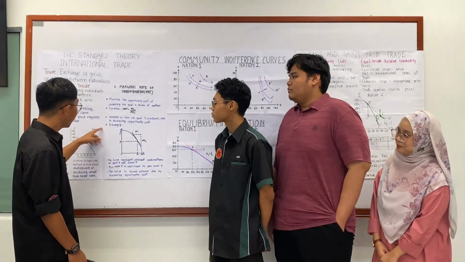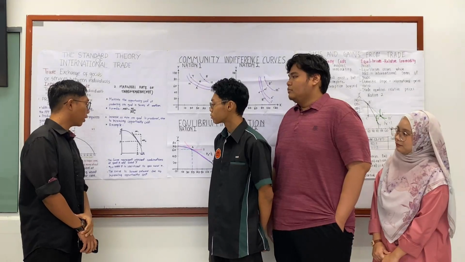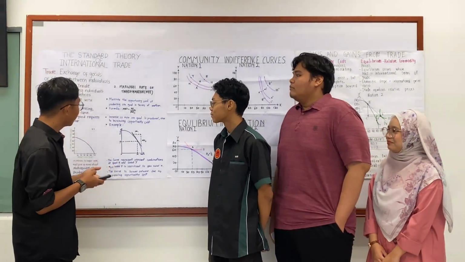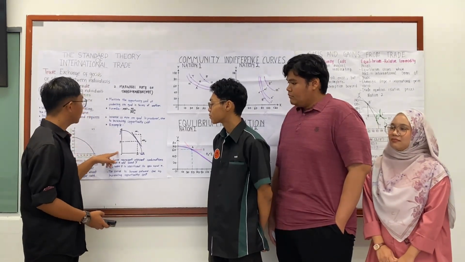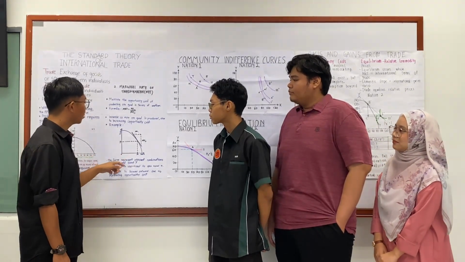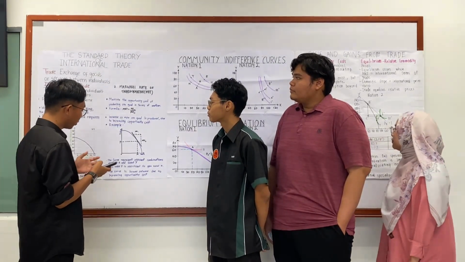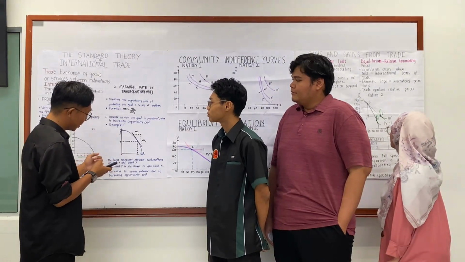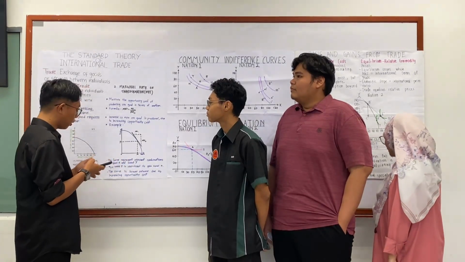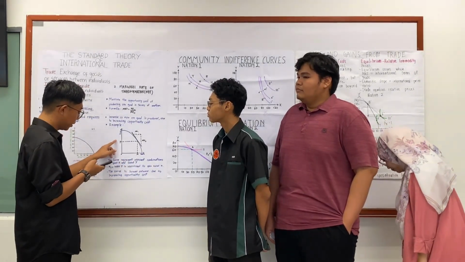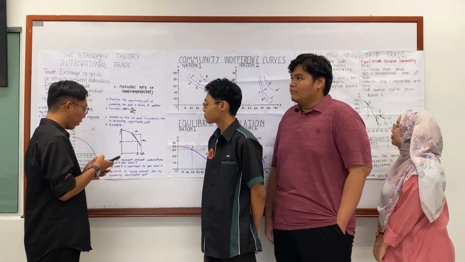For the example, the curve represents the efficient combination of good X and good Y. The vertical axis shows the quantity of good Y, meanwhile the horizontal axis shows the quantity of good X. The curve is bowed outward. This shape means that as we produce more of good X, we have to give up an increasing amount of good Y. This reflects increasing opportunity cost.